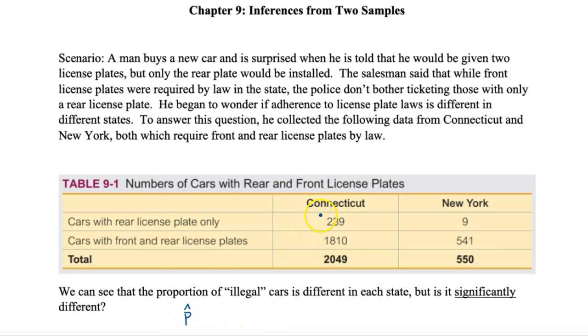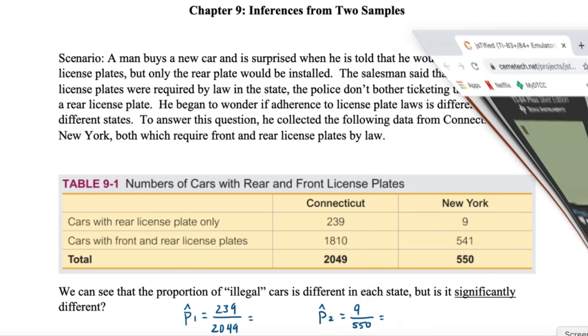And I could just denote Connecticut as sample 1, and so P hat 1 is given by the number of illegal cars, so 239, divided by the total number of cars, which is 2,049. Okay, and I can find the proportion from sample 2 of illegal cars in New York by taking the number of illegal cars and dividing it by, again, the total. And I can find each of these just by looking. I can see that proportion 2 is significantly smaller.